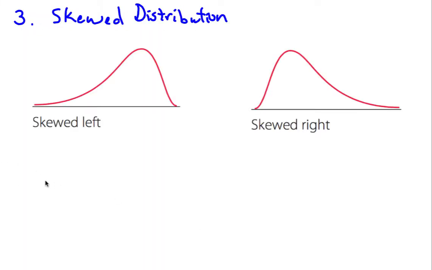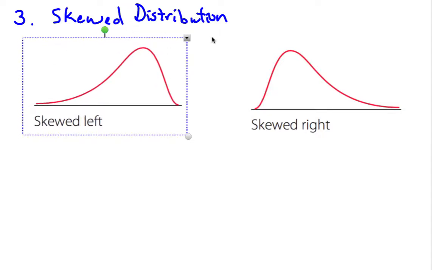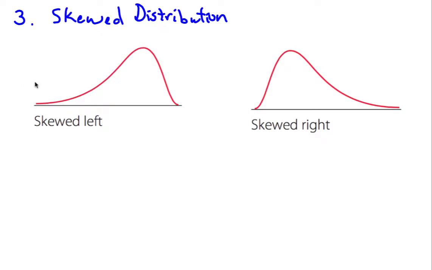Our third basic distribution shape is called the skewed distribution. Here we have a picture of a distribution that's skewed to the left and skewed to the right. Let's look at this skewed to the left distribution graph. Notice that the majority of my data is on the right, and then I have it tapering off on the left-hand side. This part is called the tail. So if the tail is pointing to the left, we would say this is skewed left. In a skewed right distribution, the tail is pointing to the right-hand side, and the majority of our data is on the left. So this is skewed right.